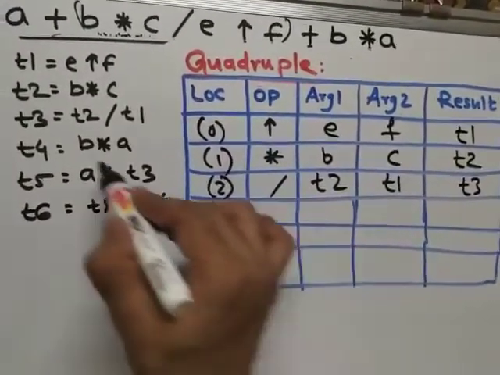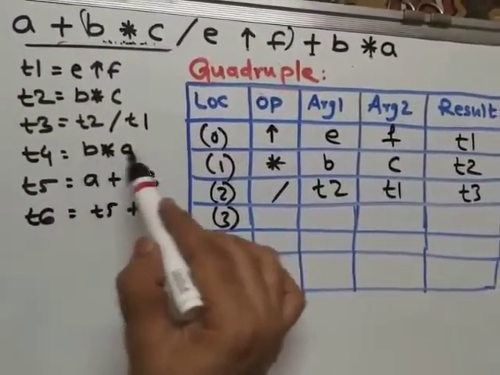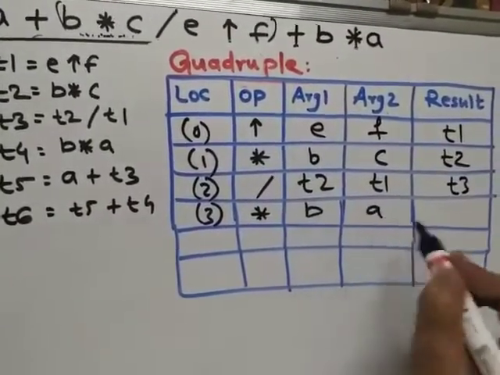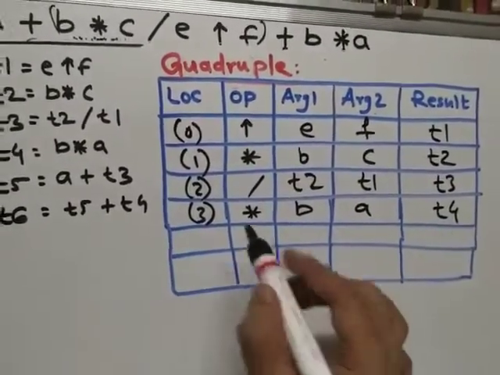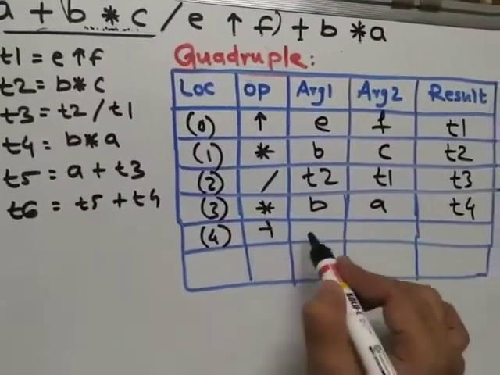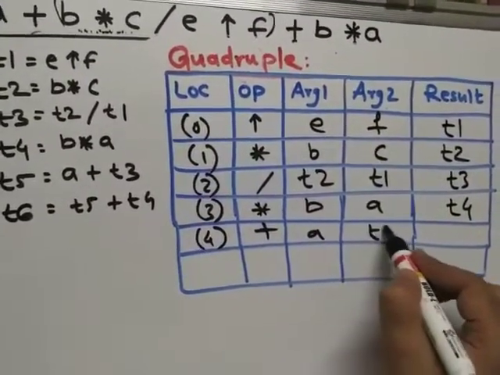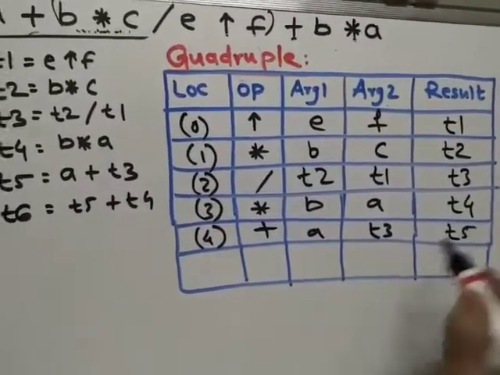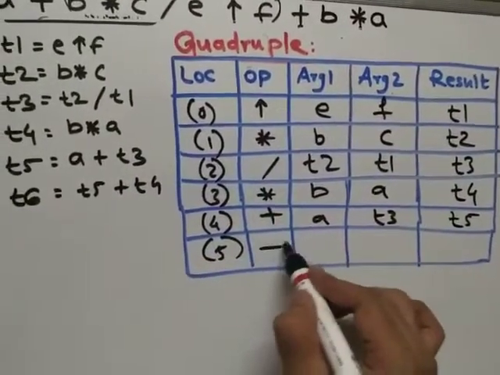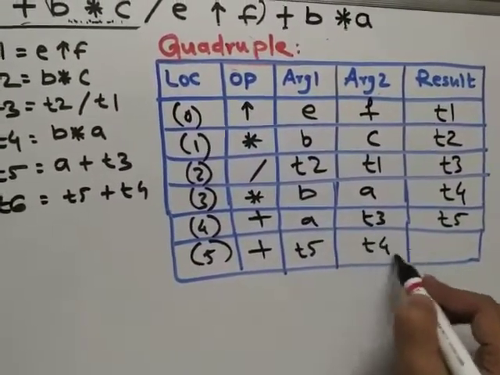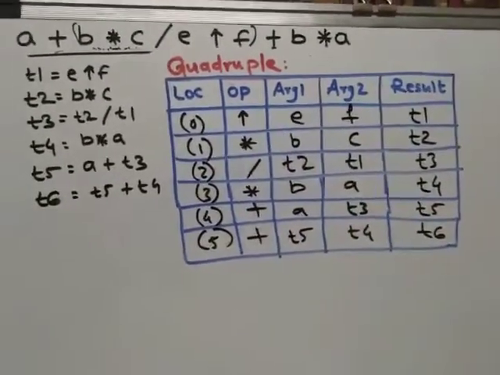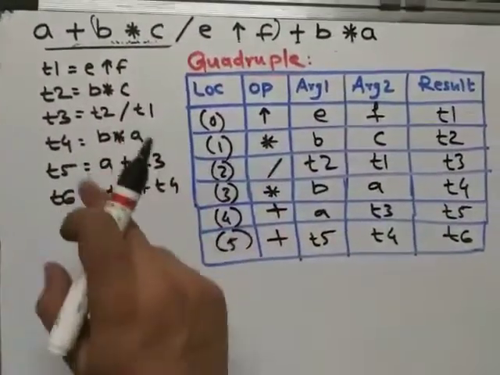Let's say third location, fourth instruction, fourth 3 address statement is b into a. So multiplication is the operator, b and a are arguments, and the result stored is t4. Then fourth location, fifth statement, plus is the operator, a is the first argument, t3 is the second argument, and t5 is holding the result. And fifth location, sixth statement, t5 plus t4. So plus is the operator, t5, t4, and the result is stored in t6. In this way, we have obtained the quadruple representation for the given expression based on its 3 address code.